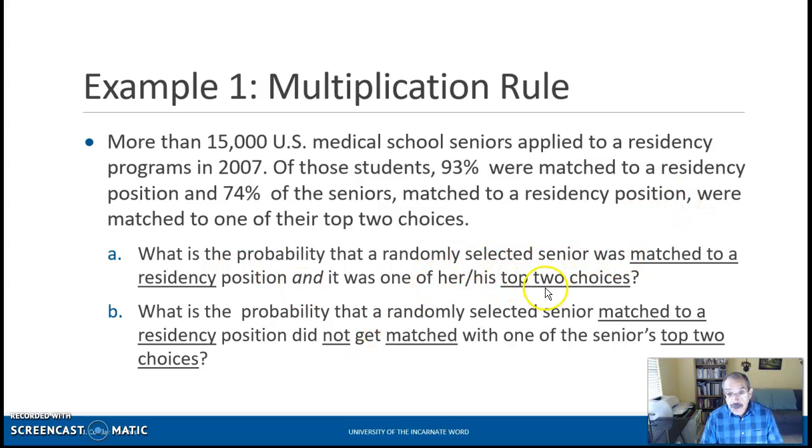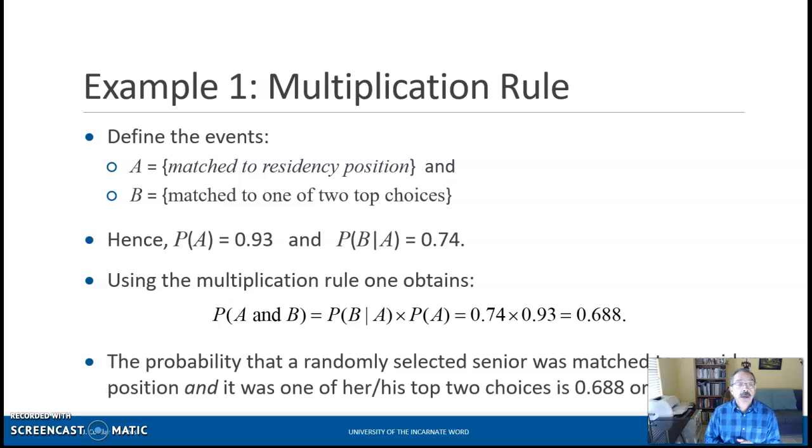So once you highlight the events that are of interest, then you can interpret these numbers in the problem a little more easily. So this 93% corresponds to the probability of the event matched to residency, and this 74% corresponds to the probability that seniors that were matched to a residency position were matched to one of their top two choices. Another way of expressing this is saying that it's 74% that a senior was matched to his or her top two choices given that they were matched to a residency position. So with this interpretation, now we can start solving the problem.